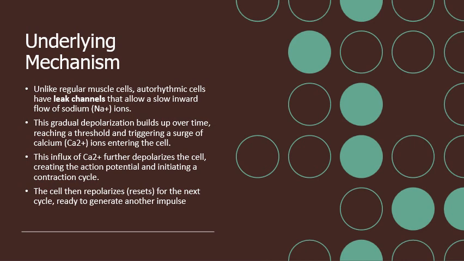And then next we have repolarization. After the action potential, potassium channels open, allowing potassium ions to flow out of the cell, repolarizing the membrane and resetting the cell for the next cycle.